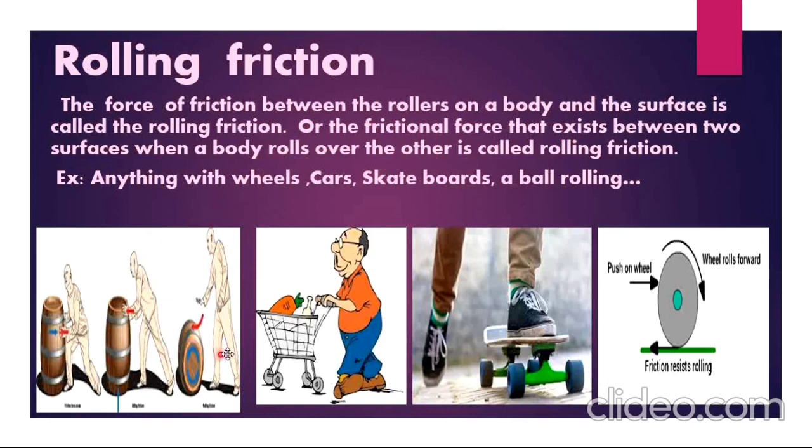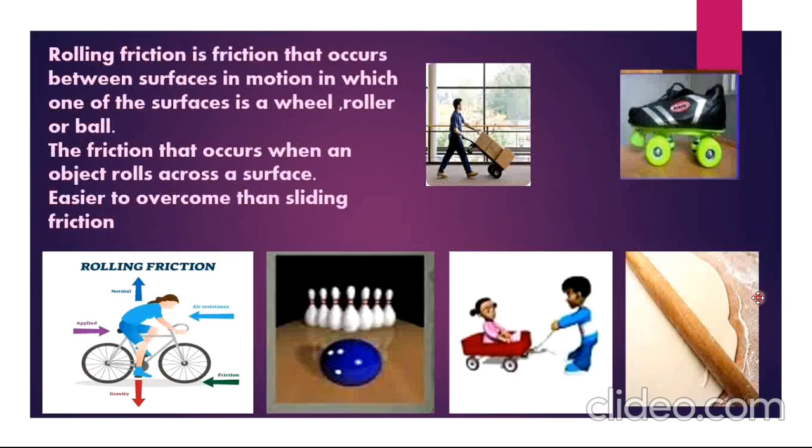It is easier to roll a barrel than to push it. It is easier to push a cart with wheels. Skating is easier, and also if you have wheels in a circular shape, it is easier to move on the ground, which causes less friction. So these are some of the examples of rolling friction.